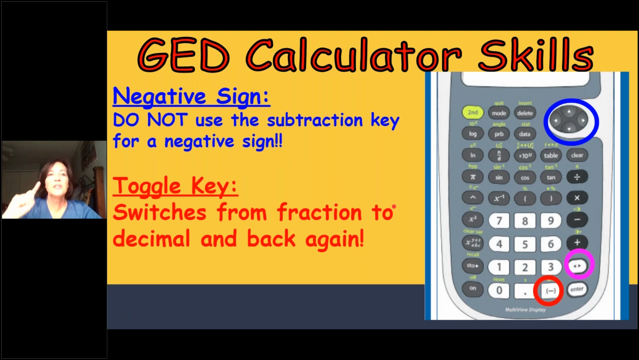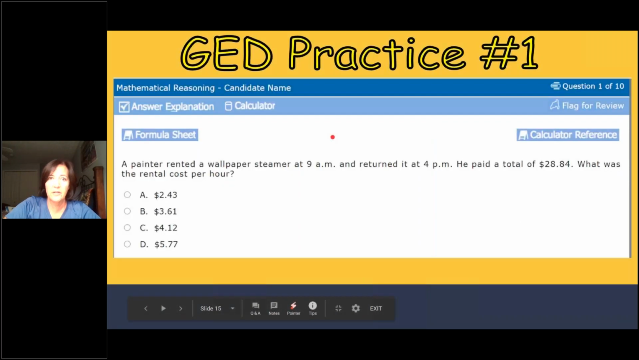Okay, two things, the two most frustrating things about the calculator, the most common errors that I see students using. Do not use the subtraction sign for a negative number. Make sure you use the negative sign and that toggle button. If your answer is in a fraction and you want it as a decimal, you can use that toggle button to get it there. Okay, so now let's go ahead and get started.